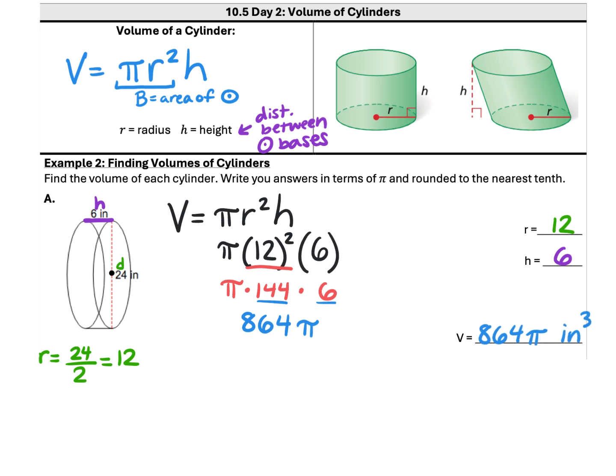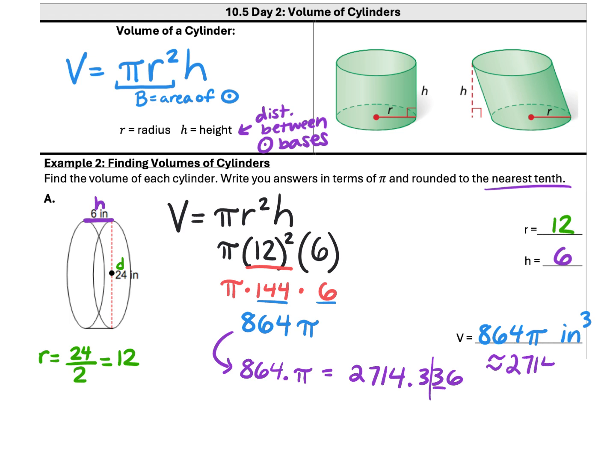To get the approximate answer, we just need to put that into our calculator. If you have a scientific calculator, you might need to put a decimal point in order to force the calculator to give you a decimal answer instead of in terms of pi. So you type 864, put a decimal point, then click your pi button, and the calculator will give you 2,714.336. We'll be rounding to the nearest tenth, which is 1 decimal position. The 3 here rounds down, so my approximate volume is 2,714.3 cubic inches.